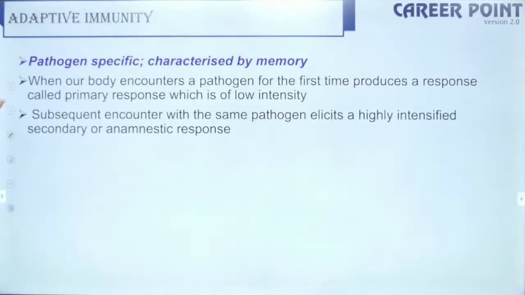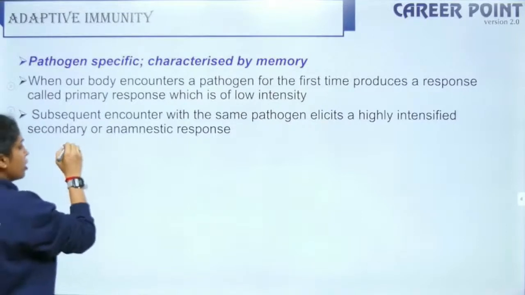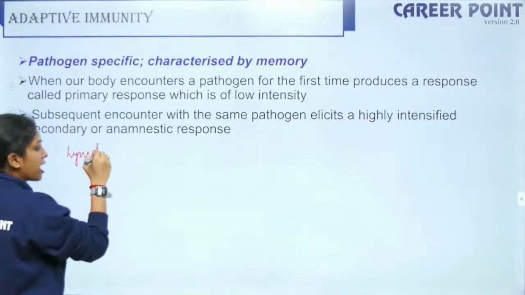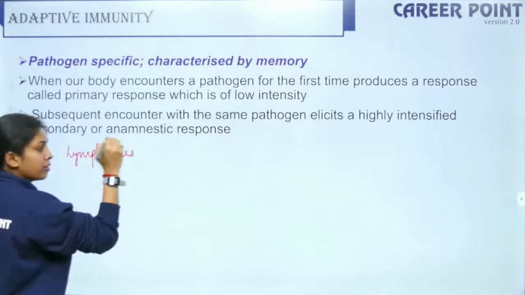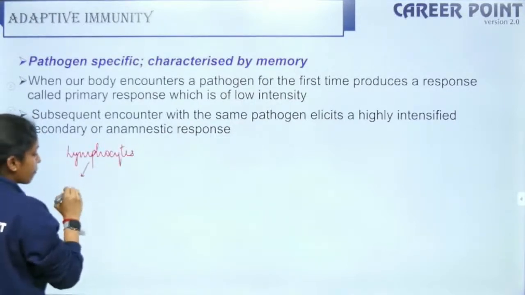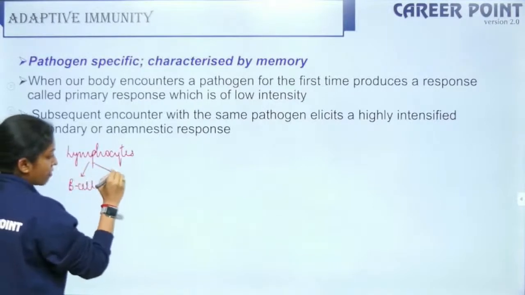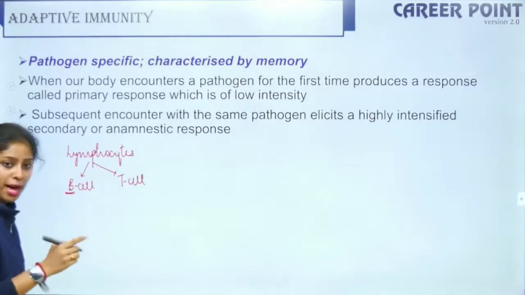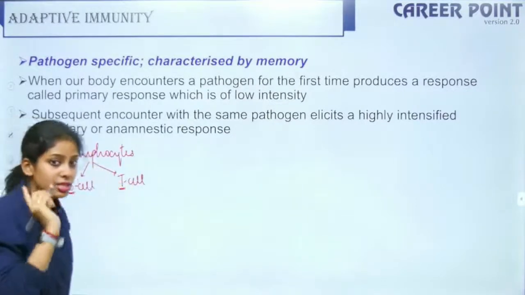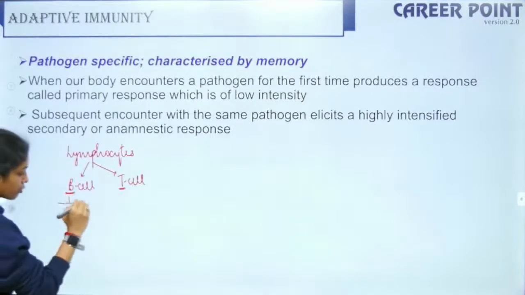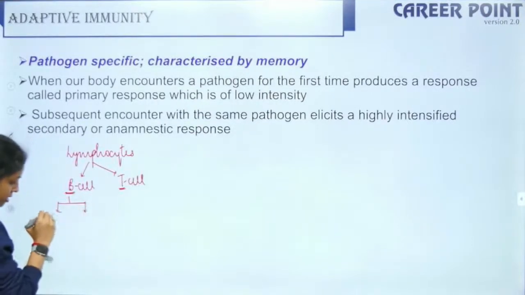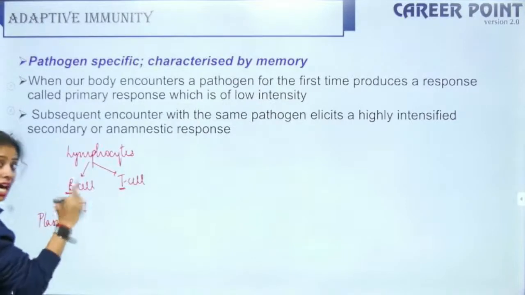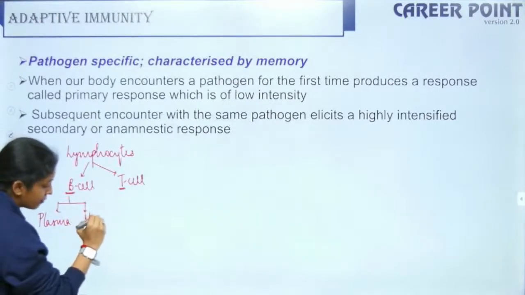Adaptive immunity. So what is so special in adaptive immunity? Memory. Right. So who plays a role in adaptive immunity? You have lymphocytes, which are a type of agranulocytes. So you have two types of lymphocytes, B cell and T cell. This is B because the origin is bone marrow. This is T because the origin is thymus. Okay? So you have two types of B cells. One is the plasma cell. The other one is the memory cell.